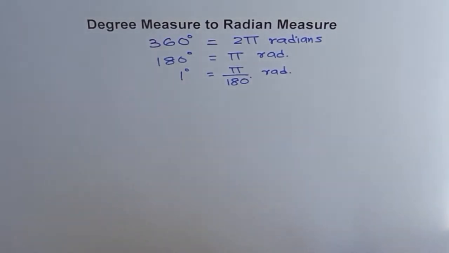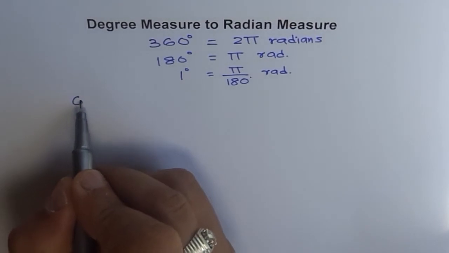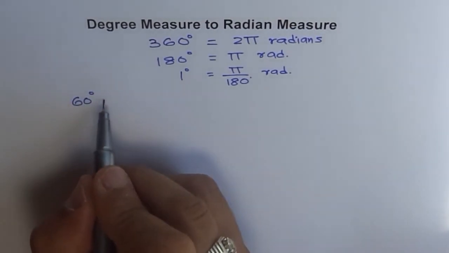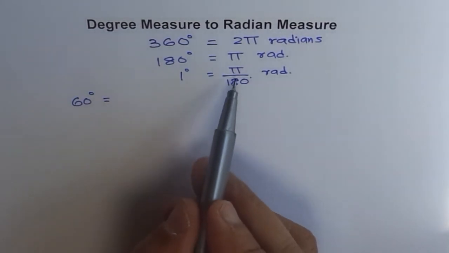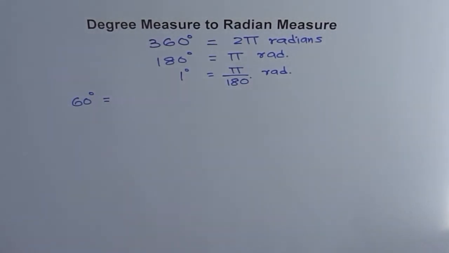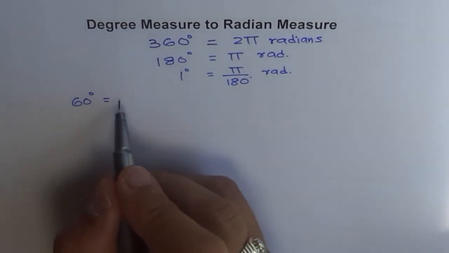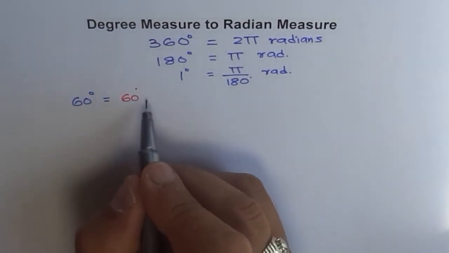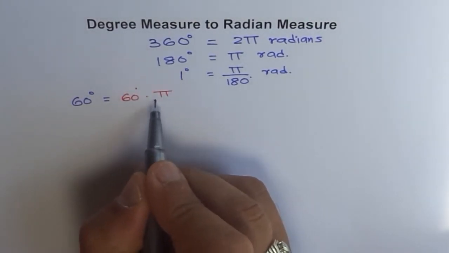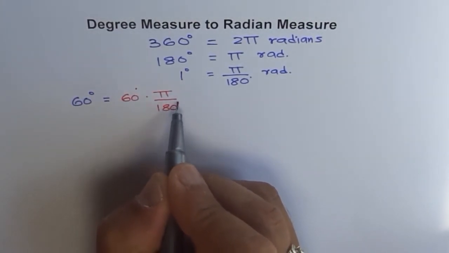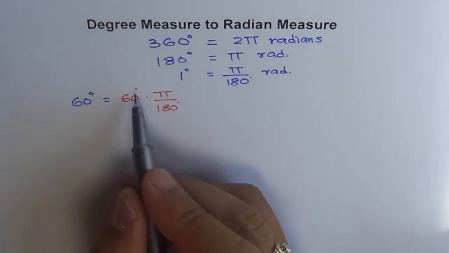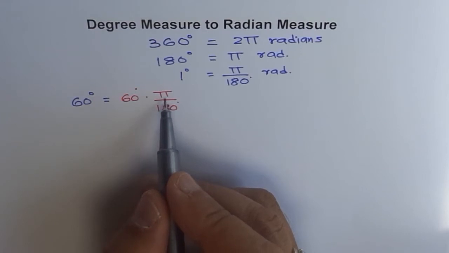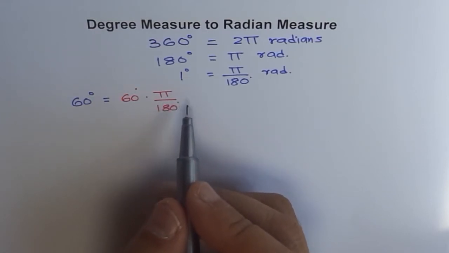So let's try to convert some degrees to radians. Let's say we have 60 degrees. 60 degrees is equal to how many radians? To get radians from degrees, we have to multiply by pi over 180. So we do 60 degrees times pi over 180 degrees. Pi is in radians, 180 and 60 are in degrees, so degrees cancel out and we are left with pi in radians. So our answer is in radians.